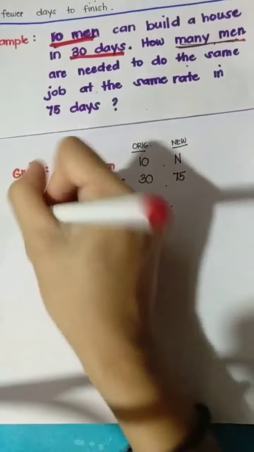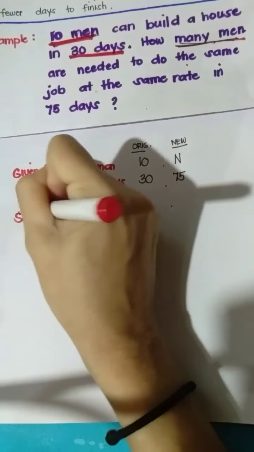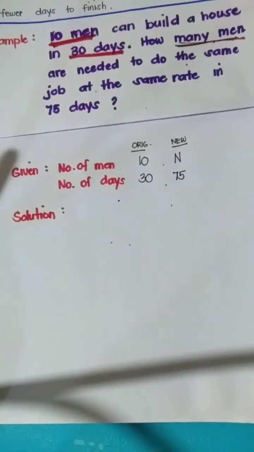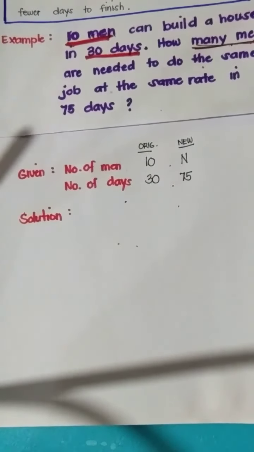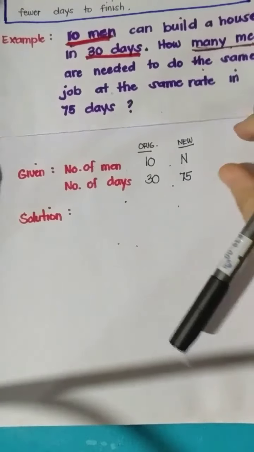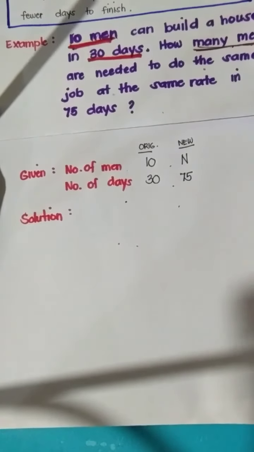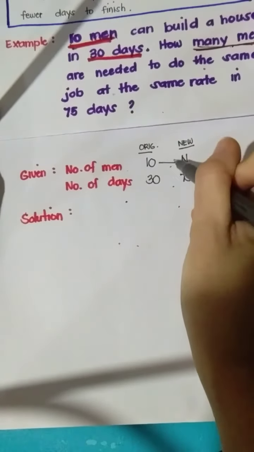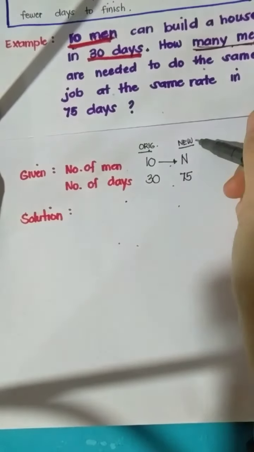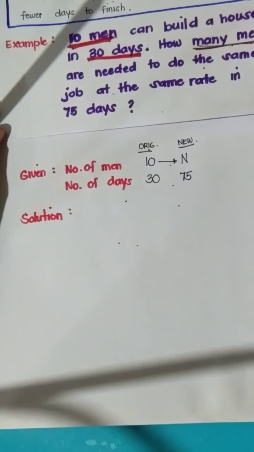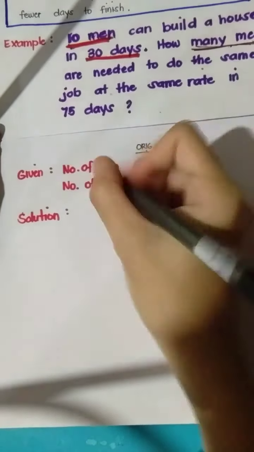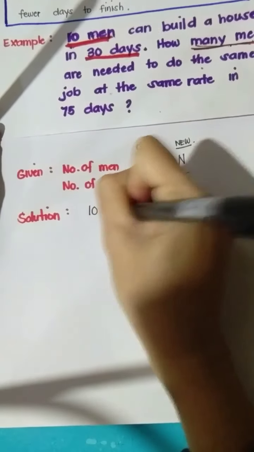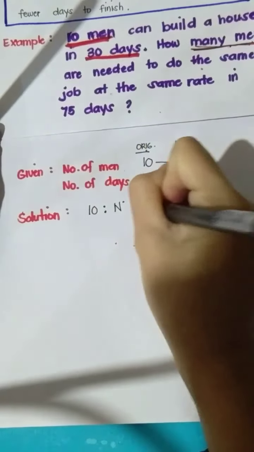Okay, now we're ready for the solution. Now, watch closely because this can be just a little tricky. So in writing the ratio, we'll have the number of men first. We'll write the original, then the new number of men. So that will be our first ratio: 10 is to n.